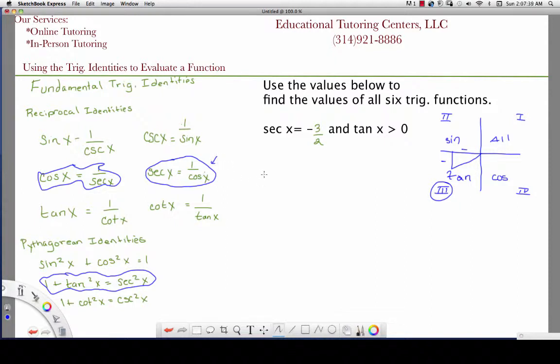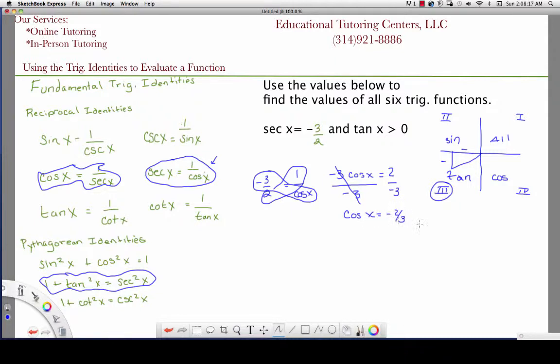So I'll substitute negative 3/2 in place of secant x, and set that equal to 1 over cosine x. And then I can cross multiply since this is set up as a proportion. And I get negative 3 cosine x is equal to 2. And to solve for cosine, I would divide both sides by negative 3. So then cosine x is equal to a negative 2/3.